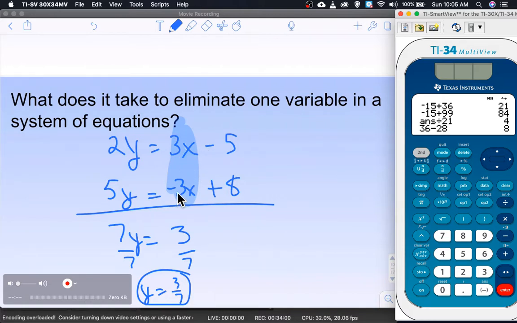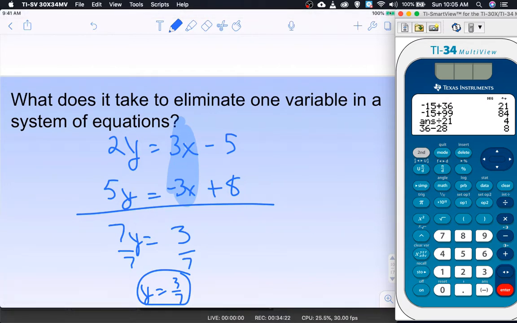Second thing that has to be true is you want the number in front of one of the variables, the coefficient, to be the same, either your x's or your y's. And you want that coefficient to have a different sign. You want one positive and one negative. Those are the things needed in order to do the elimination method.